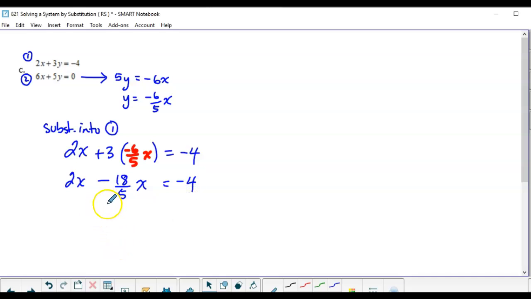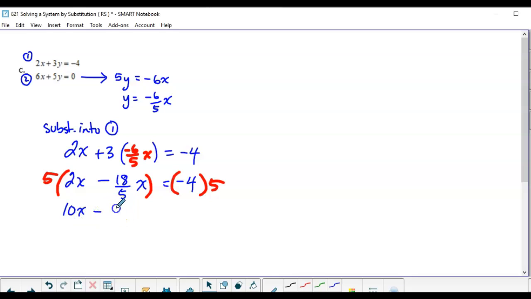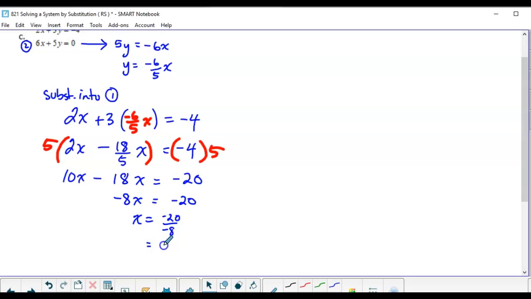Okay, and now you could collect like terms. I would actually multiply through by 5 to get rid of the fractions. But again, it's kind of your preference. So if I do that, I get 10x minus 18x equals negative 20. So that's negative 8x equals negative 20. So x equals negative 20 over negative 8, which reduces to positive 5 over 2.